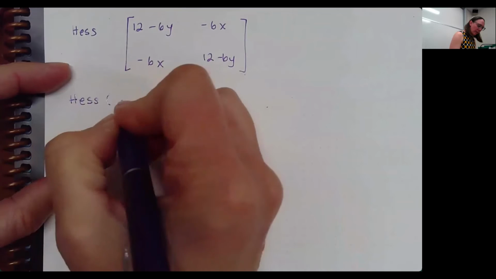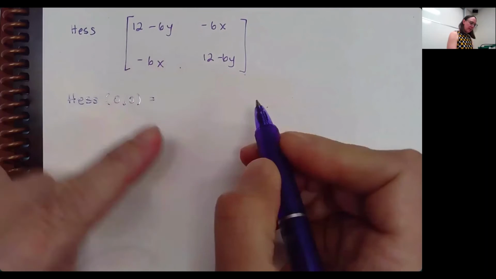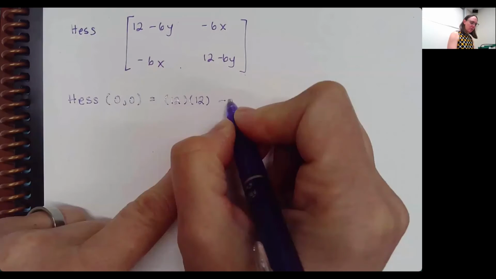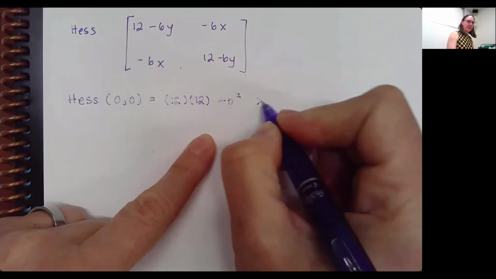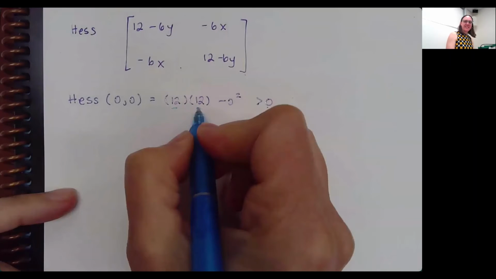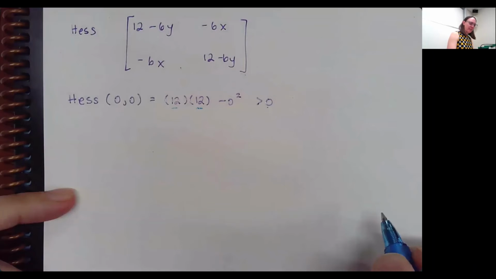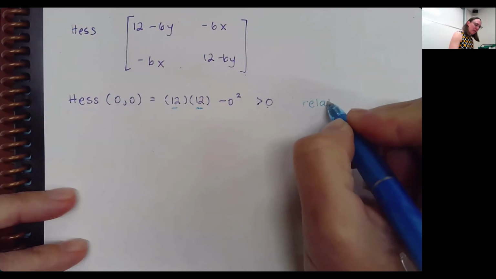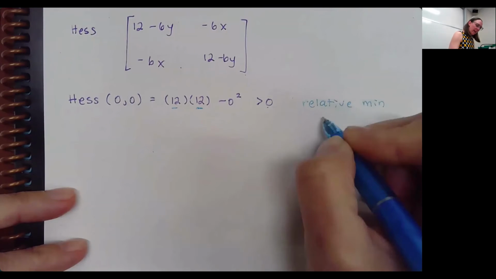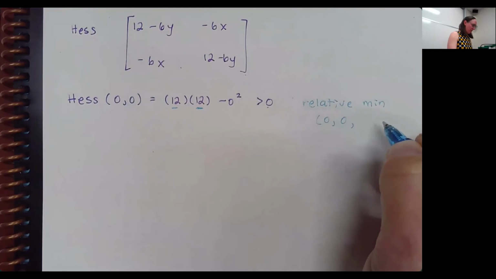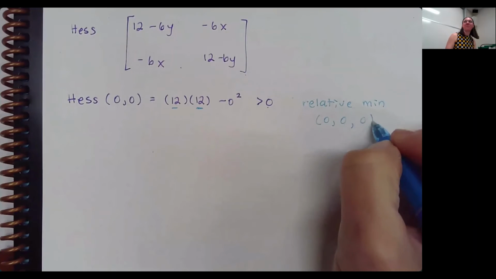So when we're at (0, 0), this would look like 12 times 12 minus 0 squared. That is definitely positive. And both of my second derivatives are positive, so I know that means we're concave up, and this is a relative min at (0, 0). If I plug in 0 for x and y, this one conveniently is 0.